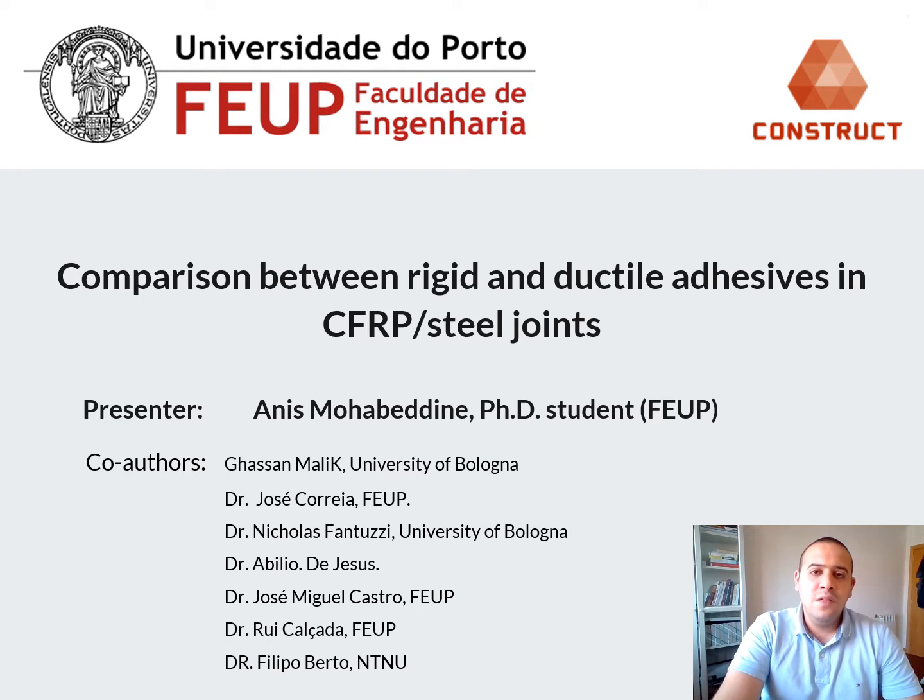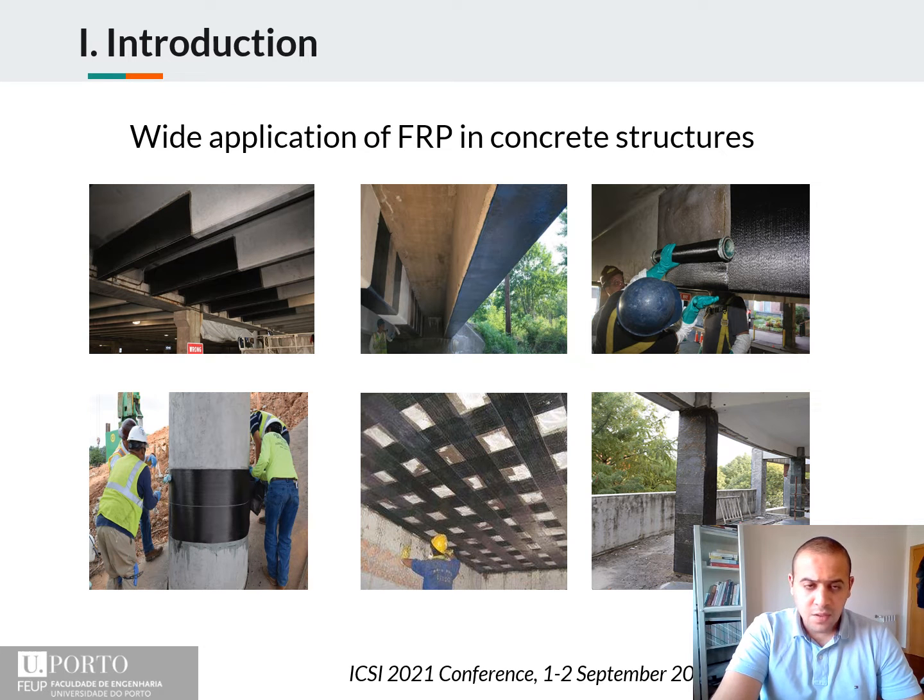I am Anis Moabedin, PhD student in Filippo, and I'm going to talk about comparison between rigid and ductile adhesives in CFRP steel joints. As you may already know, there is a wide application of FRP in concrete structures. It is commonly applied for any type of structural elements such as beams, columns, slabs, piers, etc.